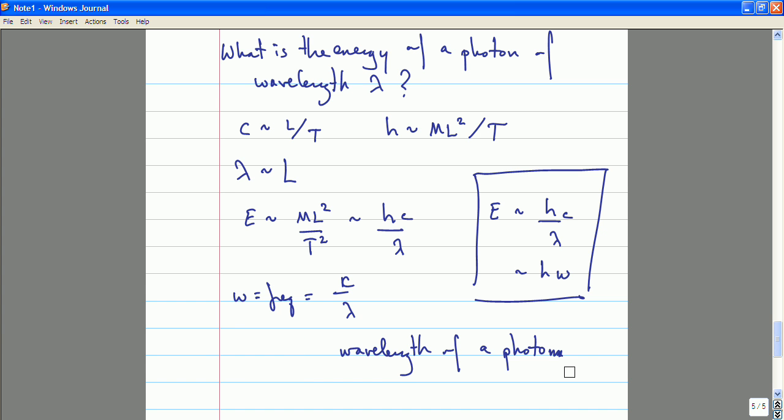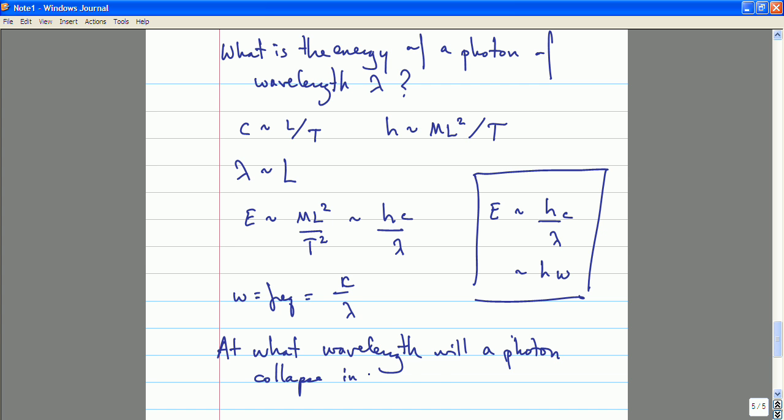Okay. At what wavelength will a photon collapse into a black hole? I've given you all of the information you need to answer this question, up to order of magnitudes. So do it. In fact, it's such a good question, I'm going to put it on the next problem set.